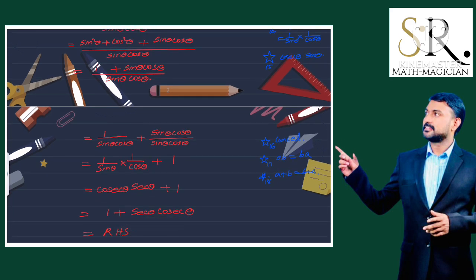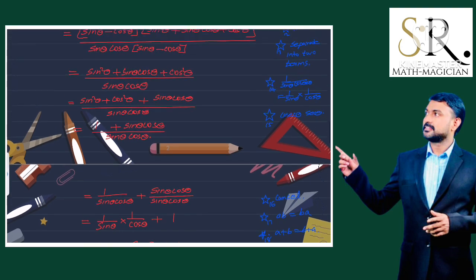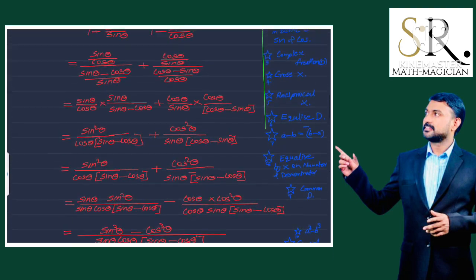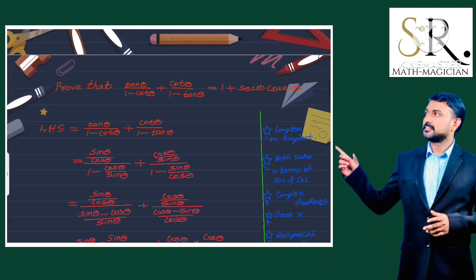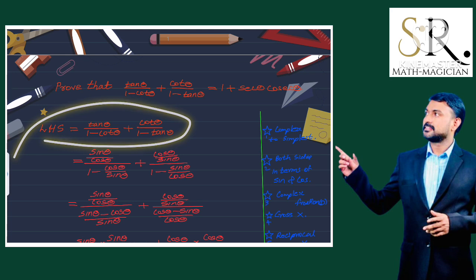It's a video, so you can watch it again. I'm sure that you will understand its explanation. Not only that, on the right side I mentioned the stars. What is the star? At the end of this video, you have to go through this once again. Complex to simplex: the question was very complicated, so we selected the complicated side at first, that is LHS.